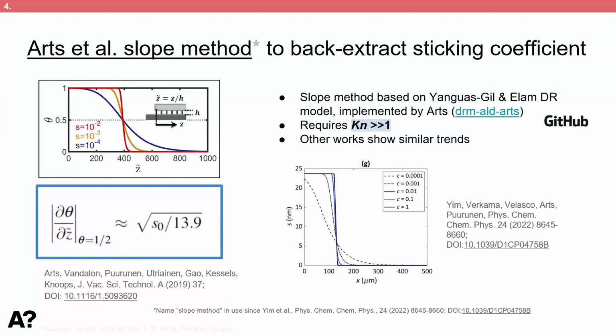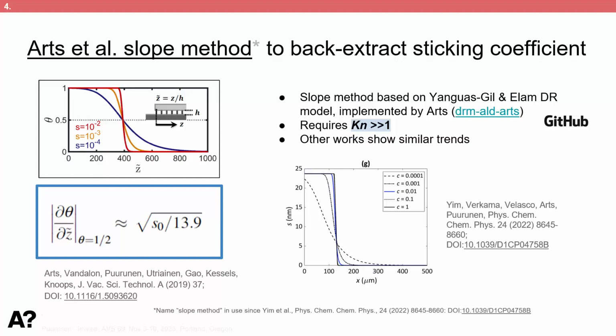Slope method, which I already mentioned earlier. So Karsten Arts was actually really clever to notice that indeed sticking coefficient is the only parameter that is affecting the slope where the coverage is half. And he derived this empirical formula where just by measuring the slope of the saturation profile, one can back calculate the sticking coefficient.